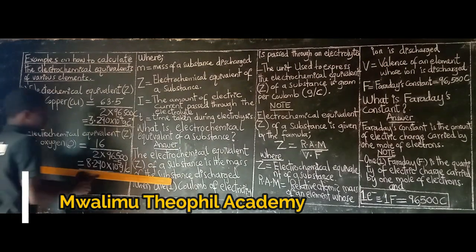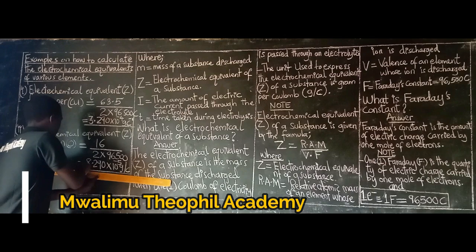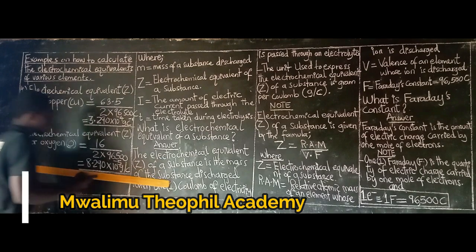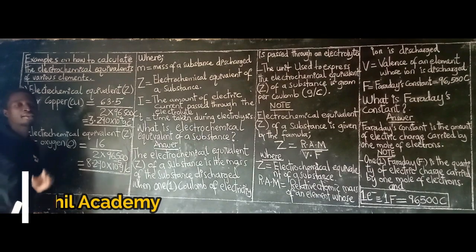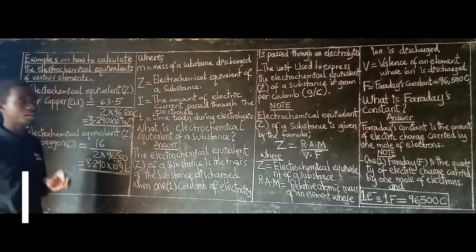So whenever you are asked to find the electrochemical equivalent of oxygen, you have to know that it is 8.290 times 10 raised to negative 5 gram per coulomb. This is the way we can find the electrochemical equivalent of any element concerned.